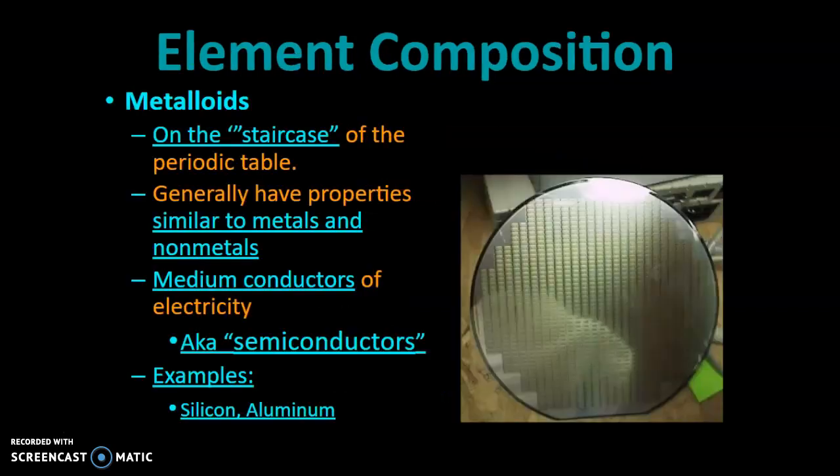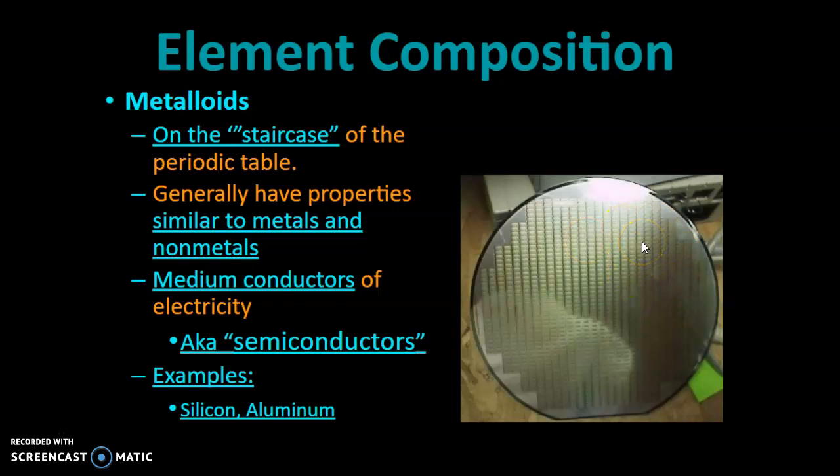The third category is metalloids. Identify them in the periodic table that has been given to you with the staircase pattern. These metalloids are generally located on the staircase of the periodic table. Generally, they have properties similar to metals and non-metals, so they stay somewhere in between metals and non-metals. They are medium conductors of electricity, and they are also known as semiconductors.